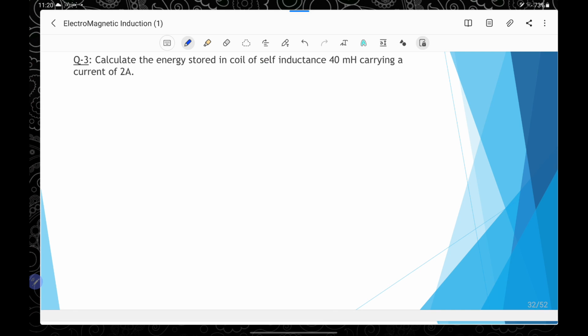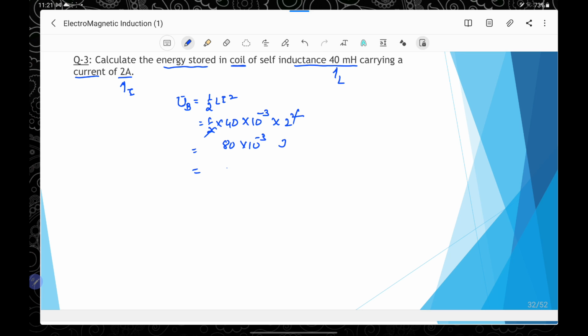Let's take another example. Calculate the energy stored in a coil of self-inductance 40 millihenry, that means it is L, carrying a current of 2 ampere, this is I. We know the energy stored in the coil is in the form of magnetic field, and it is half L I square. Substituting the value of L, 40 millihenry, that is 40 into 10 to the power minus 3 henry, into I square. Current is 2, so it is 2 square. Hence, this 2 will get cancelled and it becomes 80 into 10 to the power minus 3 joule, or 0.08 joule.